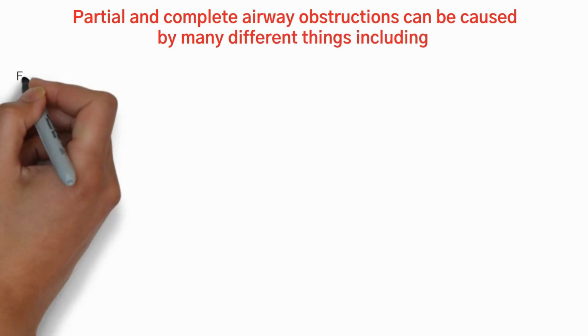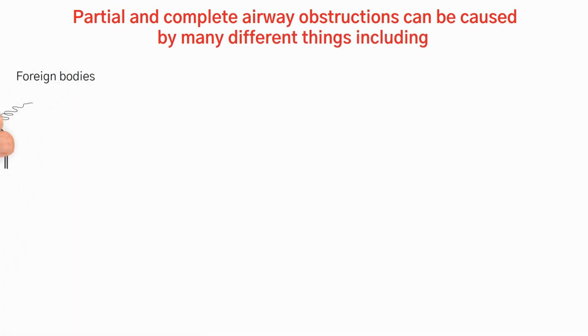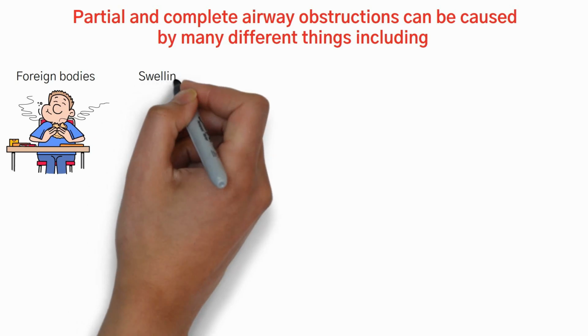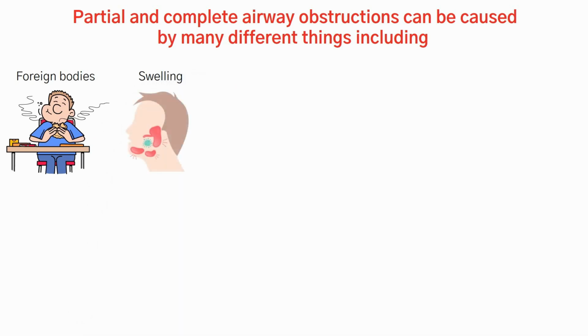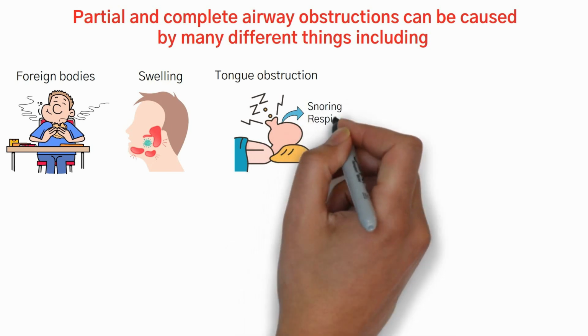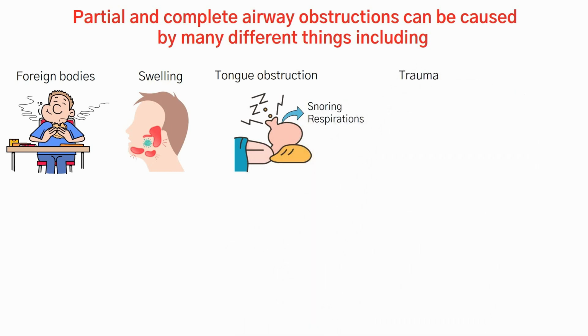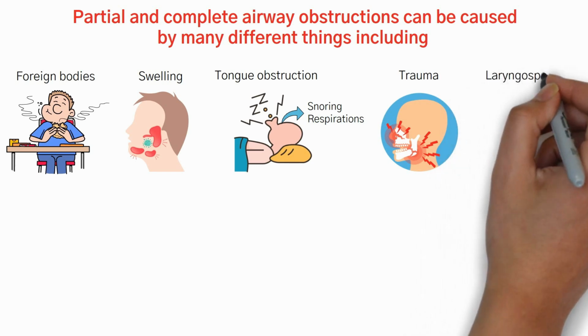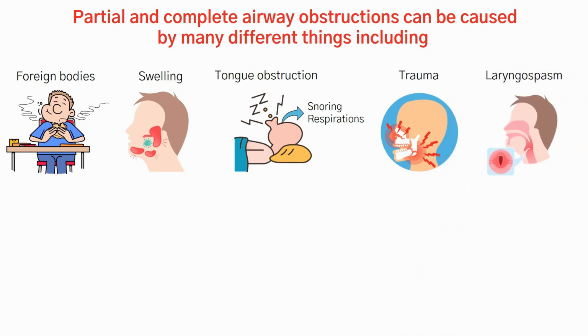Both partial and complete airway obstructions can be caused by many different things, including foreign bodies like food or small objects, swelling from allergic reactions like anaphylaxis, burns or infections, tongue obstructions like in unresponsive patients who can't control their airway, and that can lead to snoring respirations, trauma, where there's facial trauma, airway swelling, blood or secretions, laryngospasm, spasm of the vocal cords, and much more.